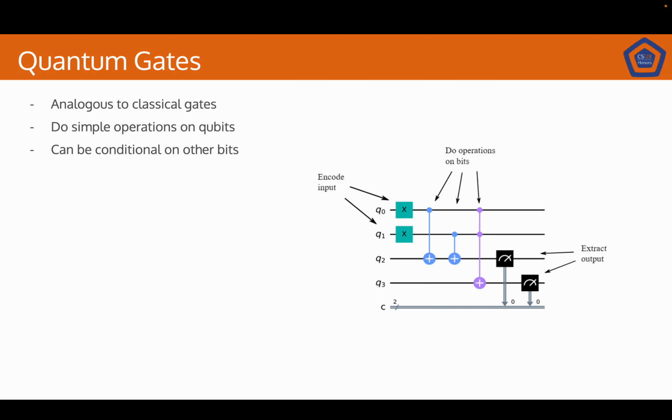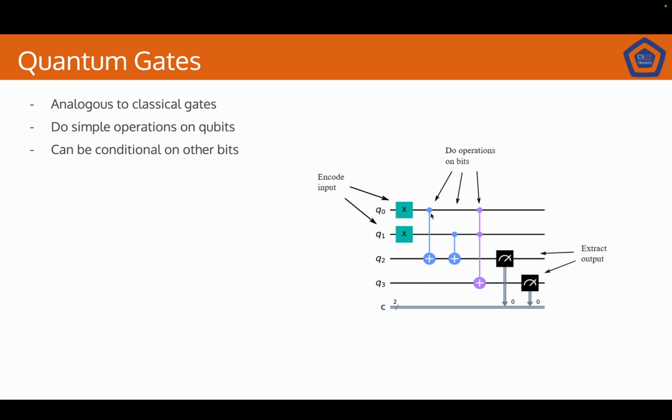Okay, now we can talk about quantum gates, which are analogous to classical gates, but let us do different operations on qubits, since they work differently. And these gates can be conditional on other qubits. For example, these are not conditional. These just apply the gate to this qubit and then don't affect any other.